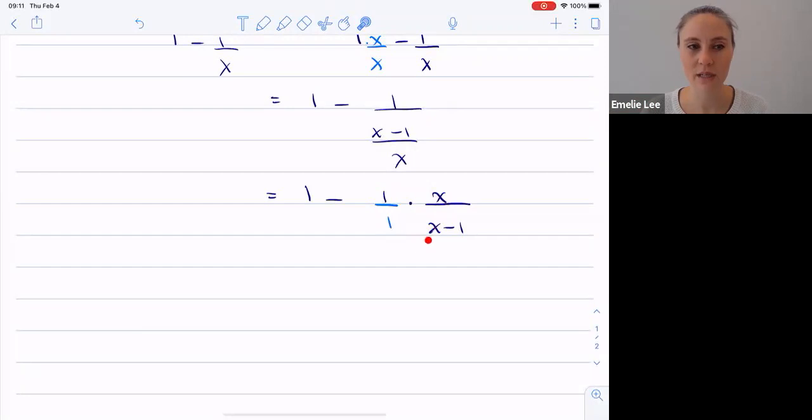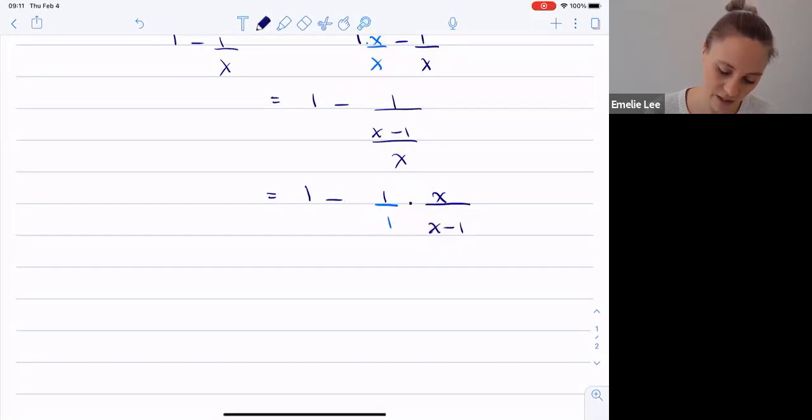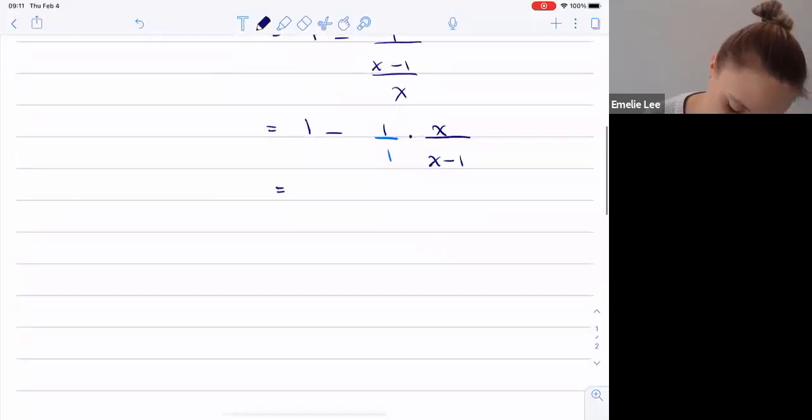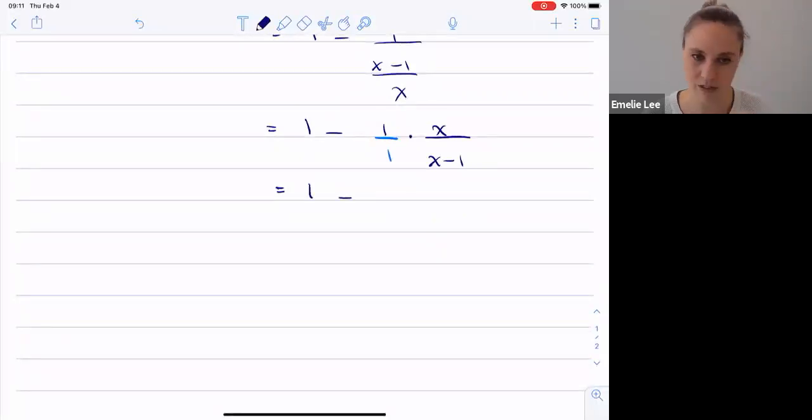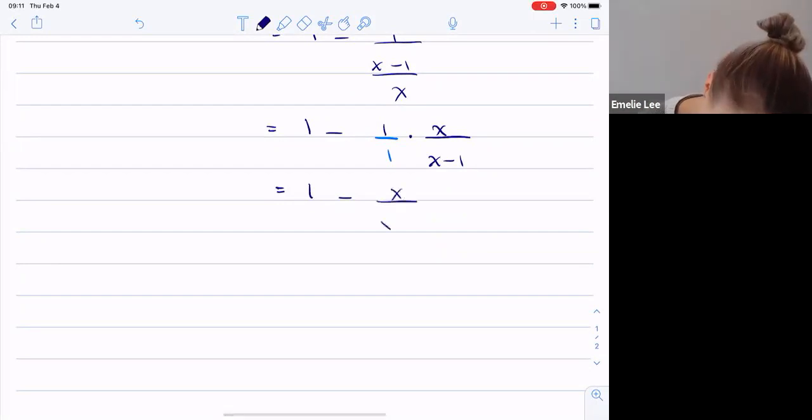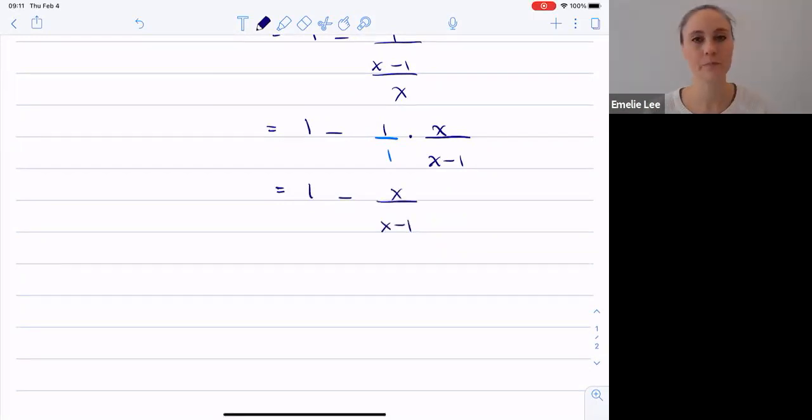Multiplying, right? Remember PEMDAS. So if I've got division or multiplication, I have to do that first, right? So I have to do this multiplication first before I can go ahead and subtract it from 1. So multiplying fractions, that's, I dare say, easy now, right? Because we've done it so much, but you just multiply across. So you get x over x minus 1.